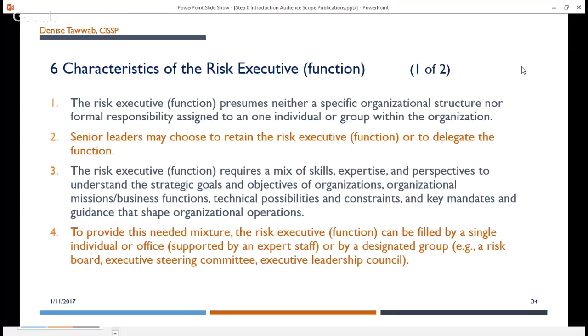To provide this needed mixture, the risk executive function can be filled by a single individual or an office supported by an expert staff, or by a designated group, for example, a risk board or an executive steering committee or an executive leadership council. Each organization, your organization will have to decide what that's going to look like for you, but it's very, very important that you do in fact have a risk executive function. You may call it something else, but you do need to have the risk executive function.